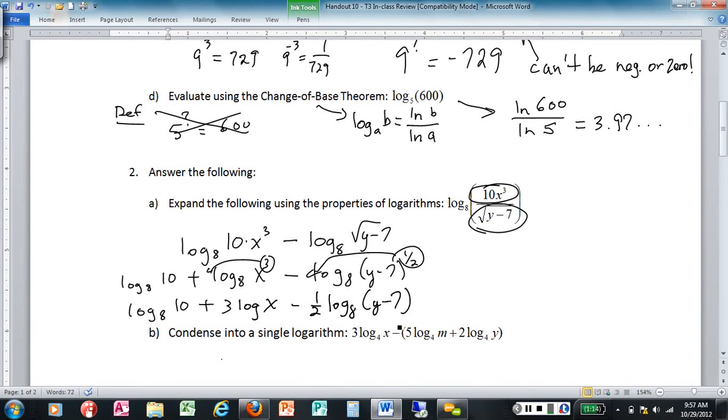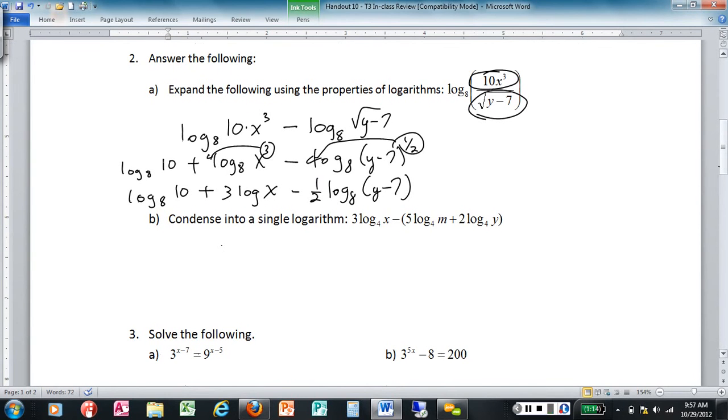And one other note on that, that's it. That's the answer. Because I can't expand a minus and I can't expand a plus. So inside, if I've got a minus or plus, I can't expand. So I can't expand this y minus 7 any further. Okay?